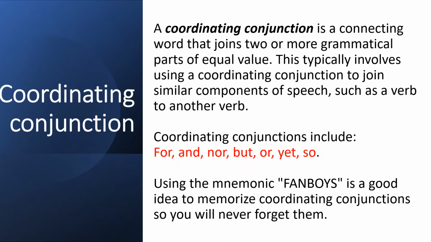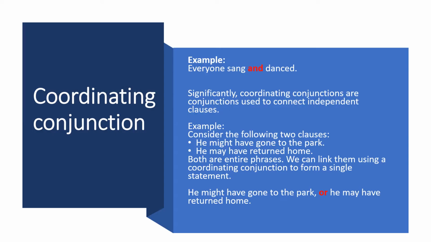Using the mnemonic FANBOYS is a good idea to memorize coordinating conjunctions so you will never forget them. Example of coordinating conjunction: everyone sang and danced. Significantly, coordinating conjunctions are conjunctions used to connect independent clauses. For example, he might have gone to the park. He may have returned home. These both are entire phrases that we can link using a coordinating conjunction to form a single statement. He might have gone to the park, or he may have returned home.